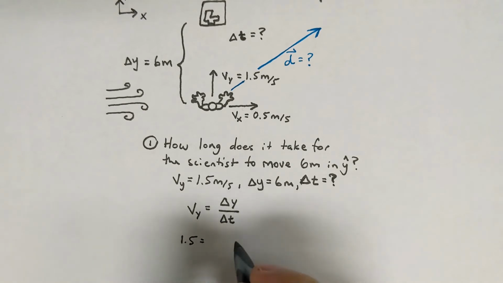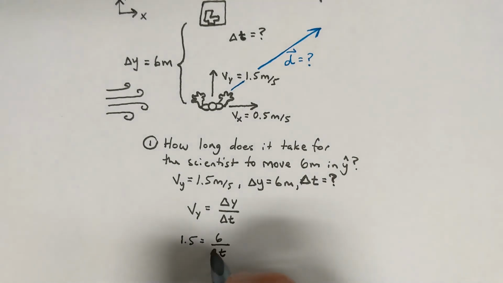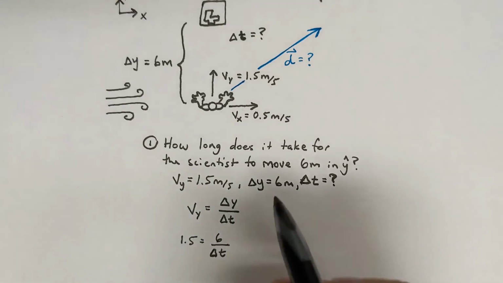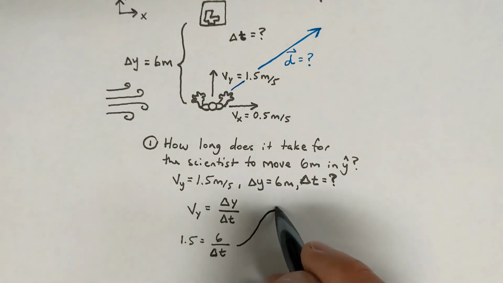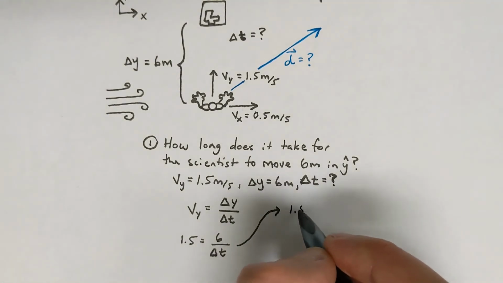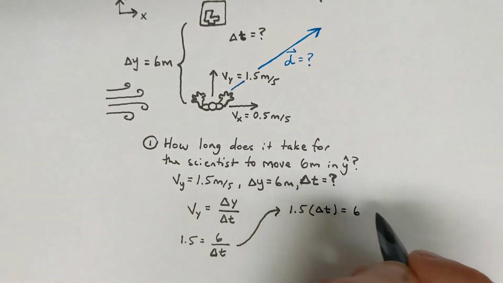The displacement is 6 meters, and the change in the time, I don't know, so I'm going to leave it as delta t, and I'll solve for that. To solve for delta t, I should first multiply both sides of the equation by delta t, because I need to get it out of the denominator. So multiplying both sides by delta t, I'm going to have 1.5 times delta t equals 6.